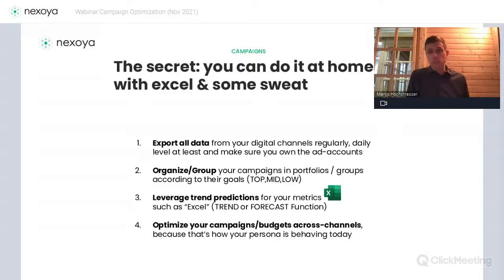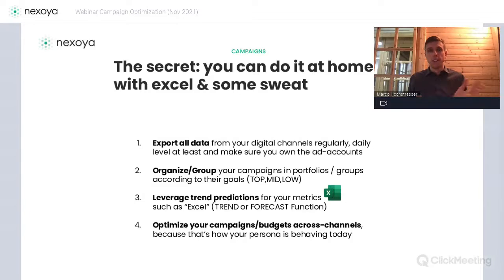Then next step, as mentioned, step 2, group and organize your campaigns. Right? Make sure you have the same in the same bucket, that you optimize, that you don't cross-optimize throughout the funnel. Top, mid, low is a good start. You can even do more separation if you have more campaigns, and then you can give different weights to different goals. Then third step, leverage trend predictions. Right? In Excel, everybody has Excel. Everybody knows Excel. There is a very easy function called trend or forecast, where you basically can take these 10 days, trend the next 10 days, or forecast the next 30 days. It gives you such a different picture on your campaigns that it's incredibly important to do that.